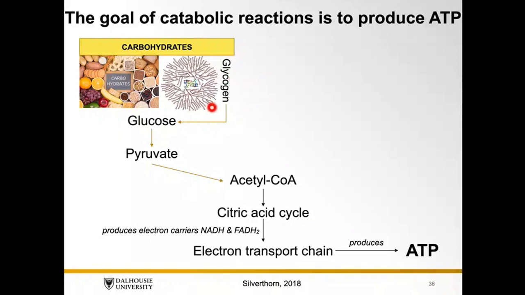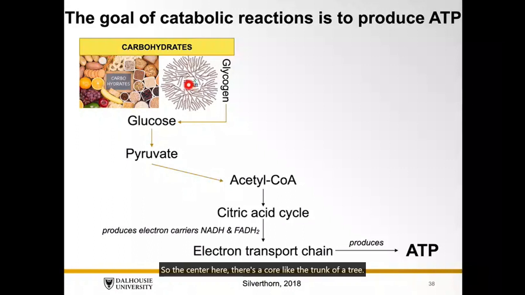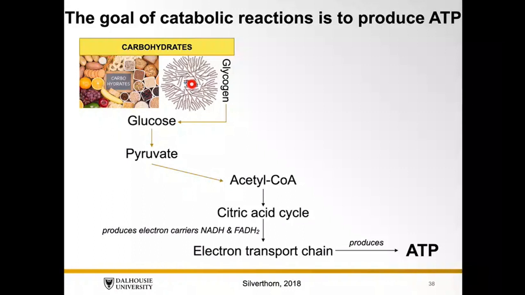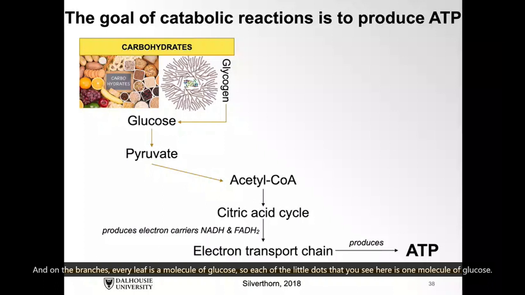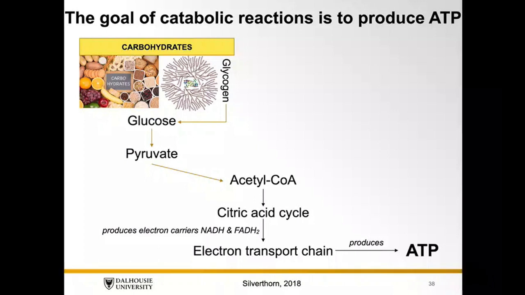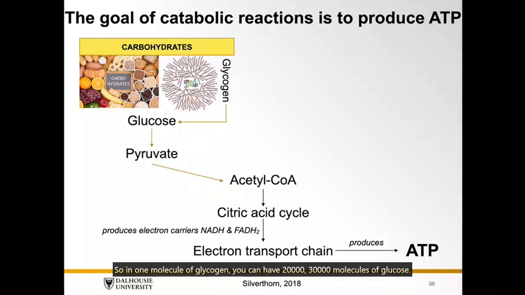So what we're seeing here is this representation of glycogen. But what I want you to think about is glycogen as a tree of glucose. So in the center here, there's a core, like the trunk of a tree, that is a protein. But then from this trunk, you can see that it has grown all of these branches. And on the branches, every leaf is a molecule of glucose. So each of the little dots that you see here is one molecule of glucose. So in one molecule of glycogen, you can have 20,000, 30,000 molecules of glucose.